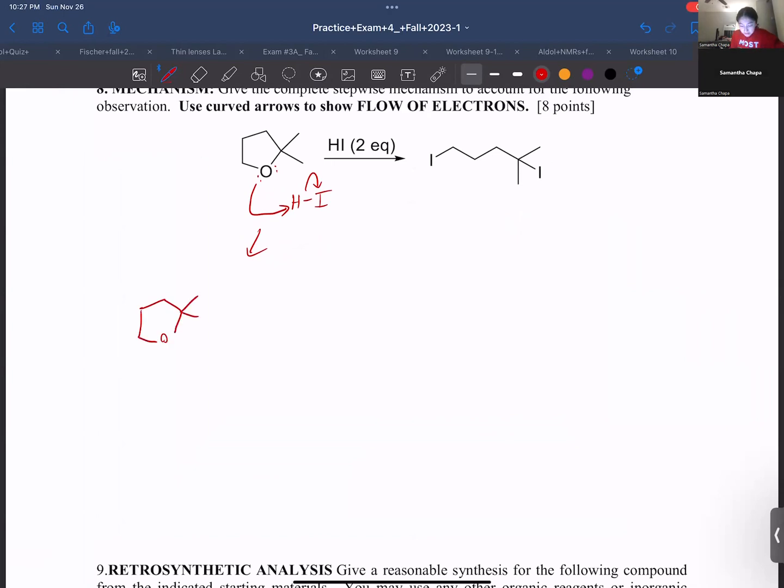Don't forget any carbons, because if you forget your carbons, the whole compound is wrong. The whole rest of your mechanism will be wrong. So you protonated it, and you have a protonated ether. Okay, I'm gonna change my colors.